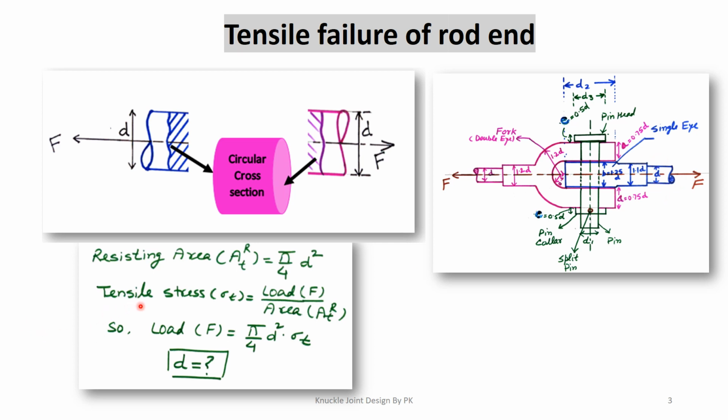We know the formula of tensile stress: sigma t is equal to load divided by area. So if you want to find the load here, we multiply the stress by the area. The area is pi by 4 d square into sigma t. In this formula, we know the value of F, we know the value of sigma t, and the only unknown is d. So from this equation, we find the diameter d of the rod end.